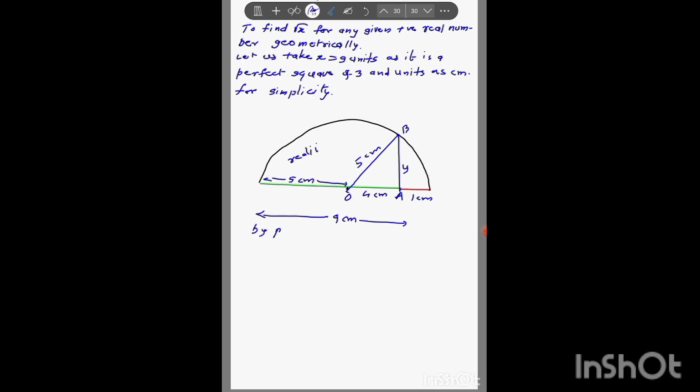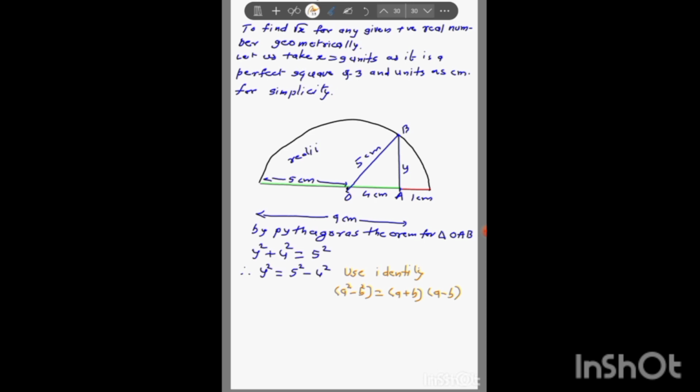Now concentrate on the triangle OAB. We are applying Pythagoras theorem for the triangle OAB, you get y square plus 4 square equal to 5 square, which is the hypotenuse of the triangle. So we will rearrange: y square equal to 5 square minus 4 square. Now don't put these values, use the identity instead, which is a square minus b square equal to a plus b and a minus b, which gives you a simple solution for the problem.